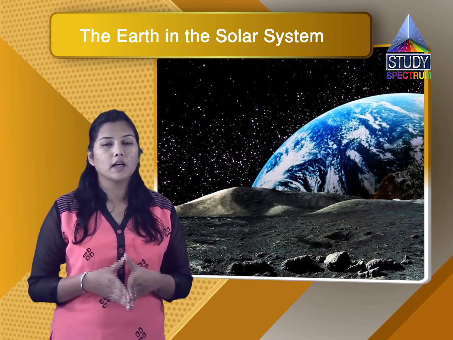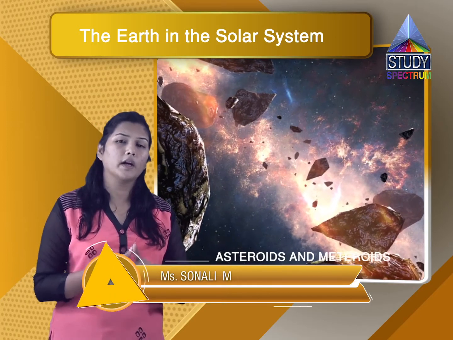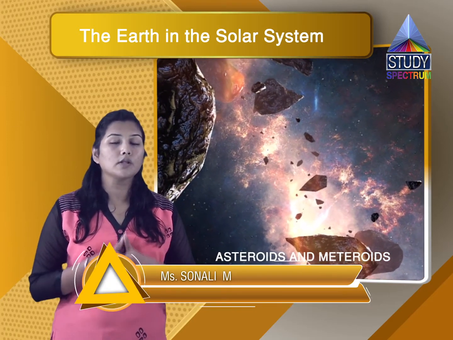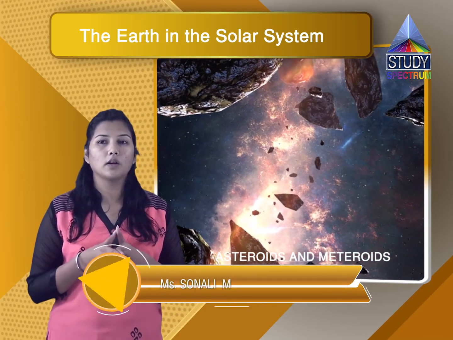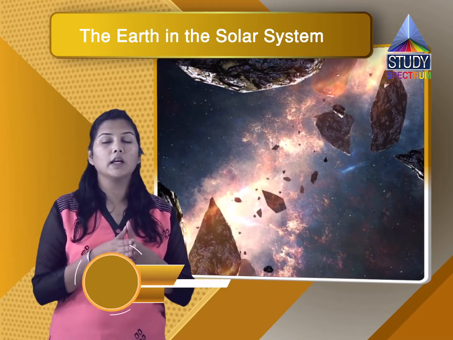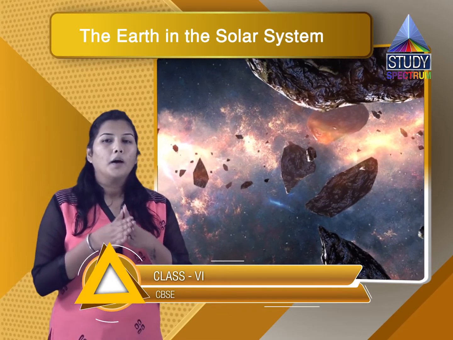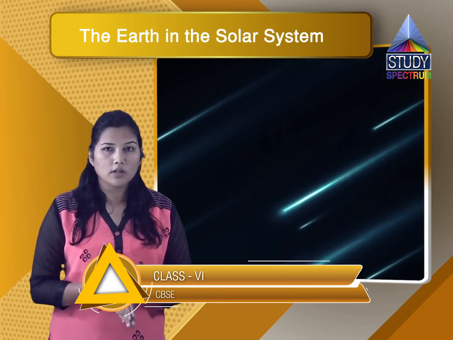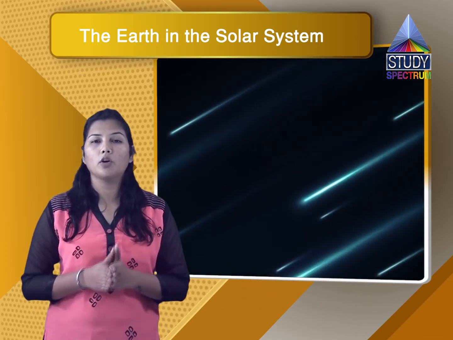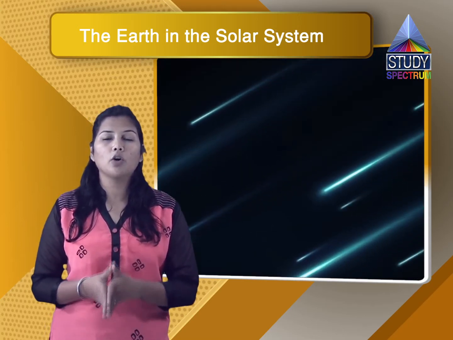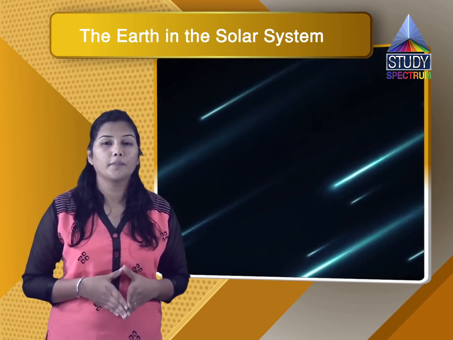We have already discussed asteroids and meteoroids, but we will go over them one more time. Asteroids are numerous tiny bodies moving around the sun, specifically in the orbits between Mars and Jupiter. Meteoroids are pieces of rock moving around the sun. When they come down and fall on the Earth, they make a hollow. This is also known as a shooting star.